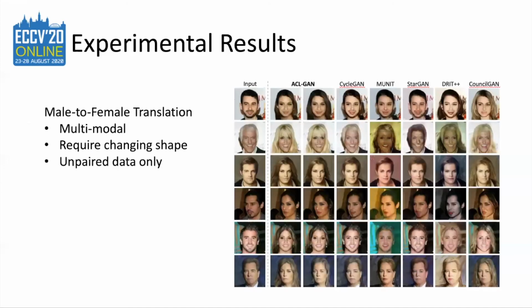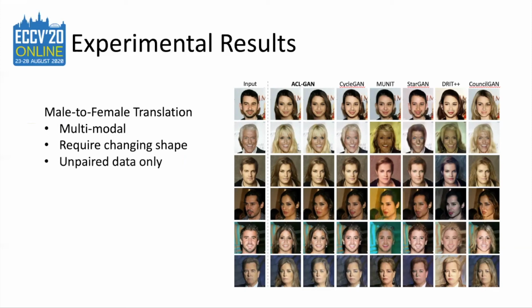The goal of male-to-female translation is to generate a female face when given a male face, and these two faces should be similar except for gender. Compared with glasses removal, this task does not require removing objects, but there are three difficulties. First, this task is a typical multi-modal problem because there are many possible ways to translate a male face to a female face, for example, different lengths of hair. Second, translating male to female realistically requires not only changing the color and texture, but also shape, such as the hair and beard.